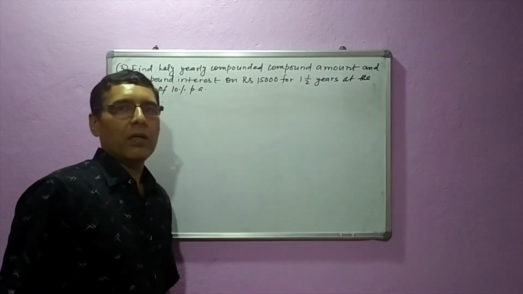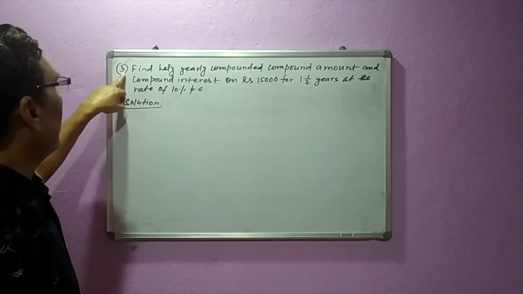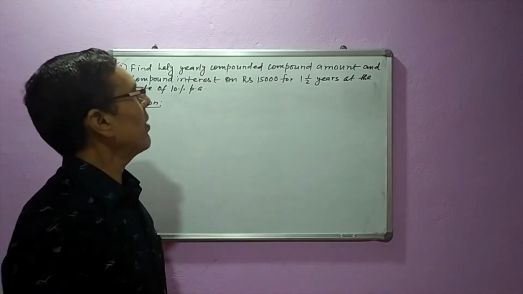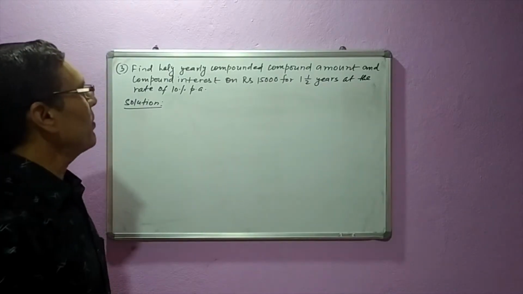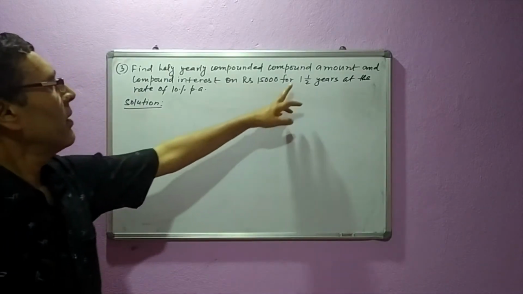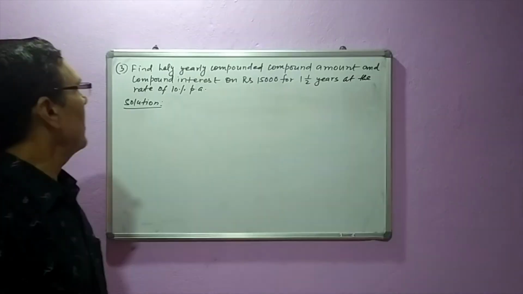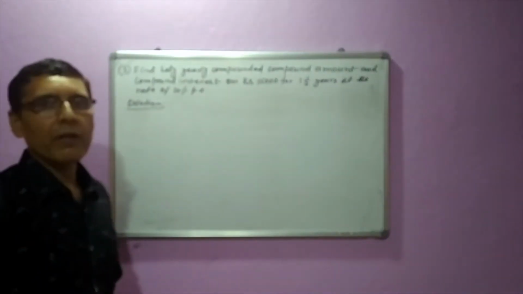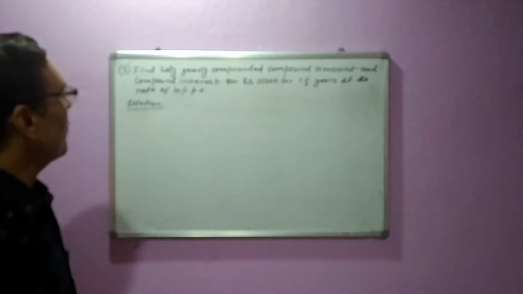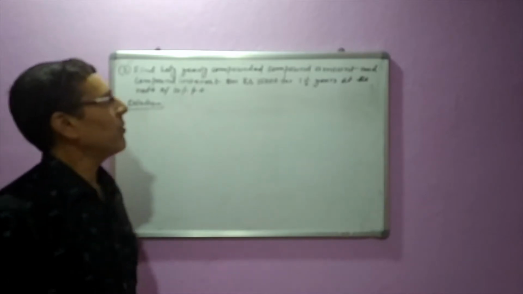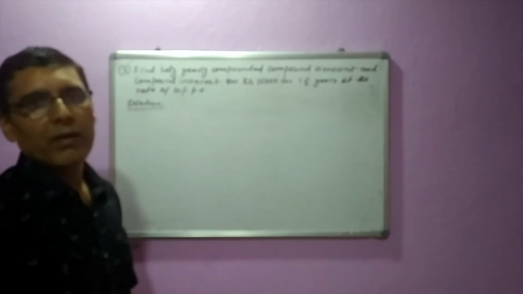There is another question on compound interest. Question number 3. Find the half yearly compound amount and compound interest on rupees 15,000 for 1.5 years at the rate of 10% per annum. Here we are finding compound amount and compound interest for half yearly compounding.